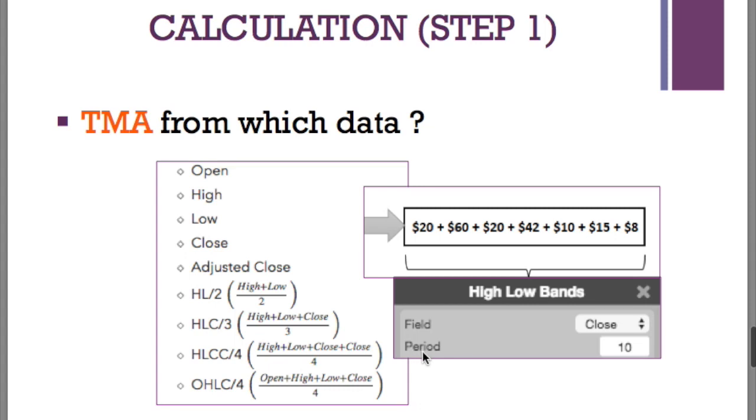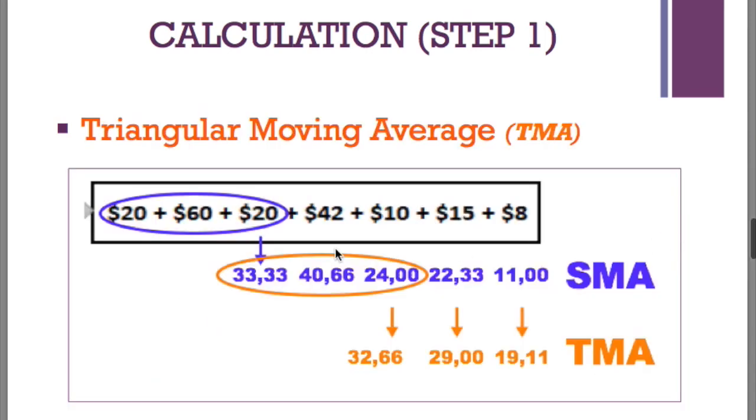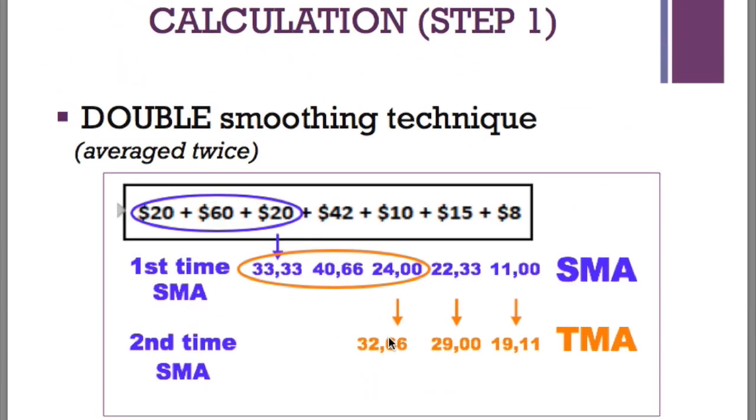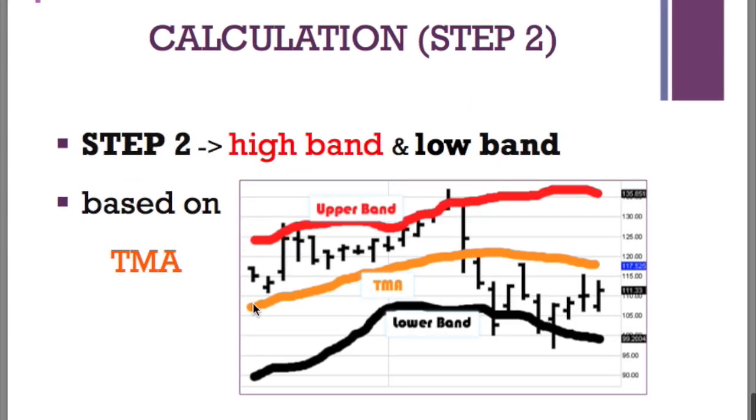The default setting for the period is 10. Remember, we considered 3 periods, but the default setting is 10. If we would plot these triangular moving average values, then we would get this orange line here, the triangular moving average line. And based on this, we can calculate the high band, in red, the upper band, and the low band, in black, the lower band.